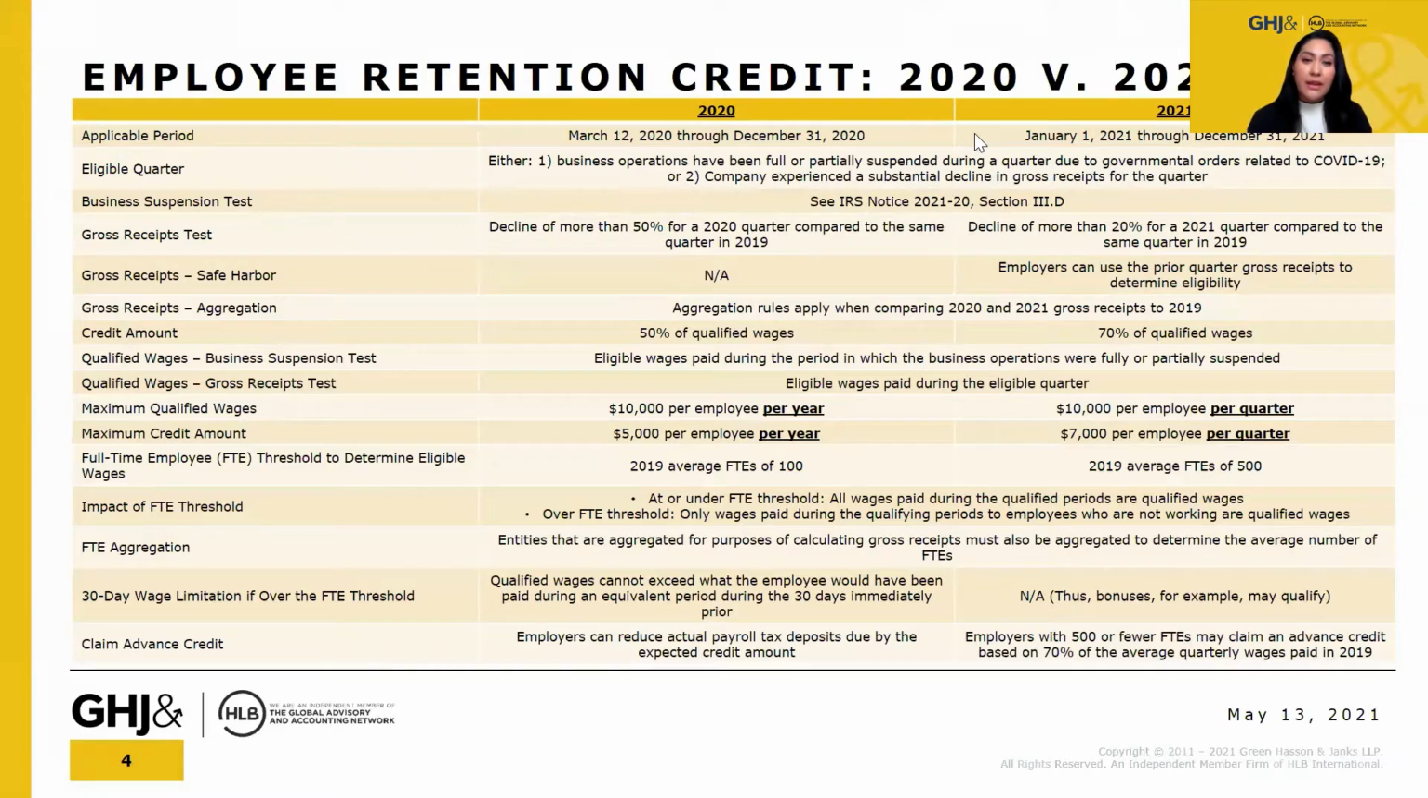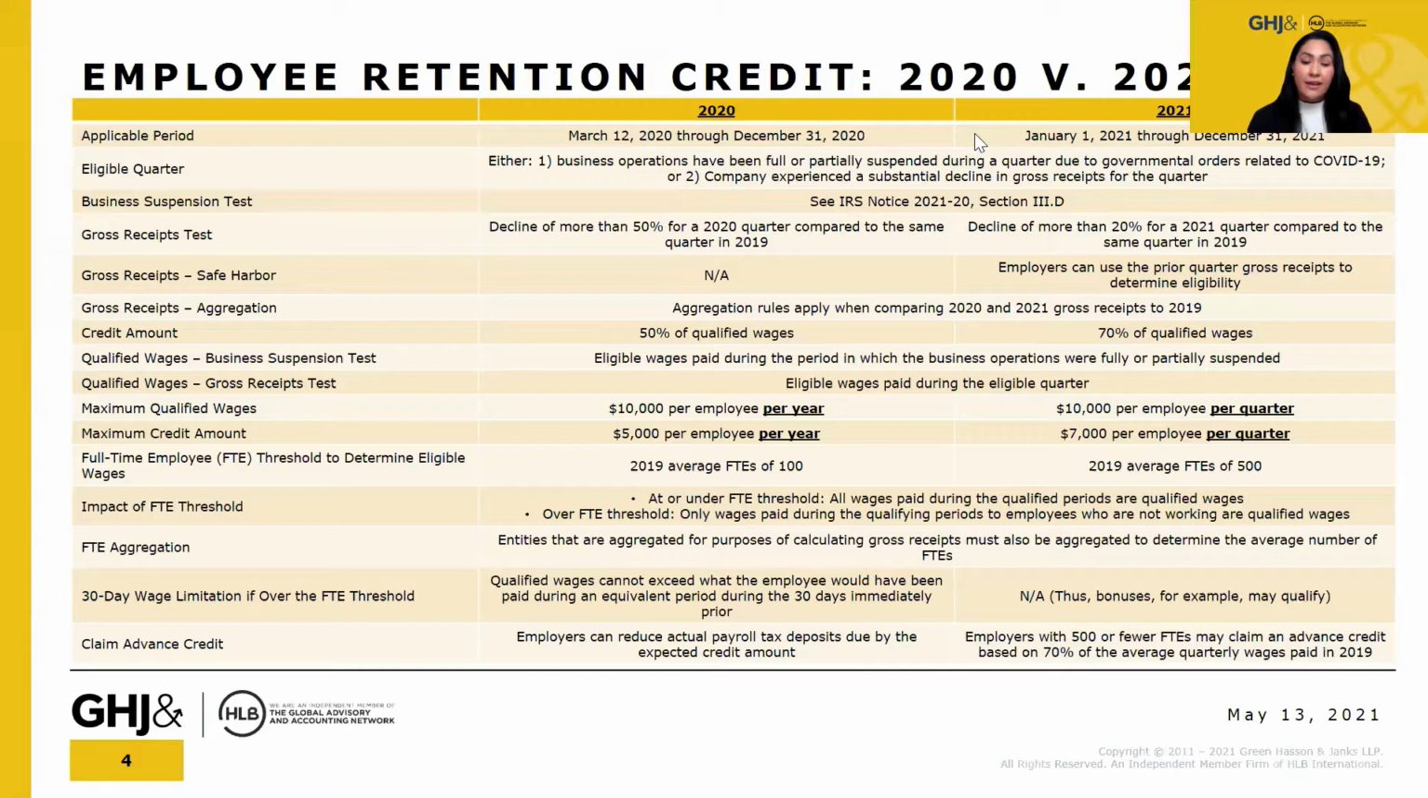So in 2020, there was a 50% gross receipts decline, where in 2021, there only has to be a 20% gross receipts decline when you're comparing quarter to quarter. As well, you would qualify for this credit if there was a mandatory shutdown due to government guidelines. In terms of the qualified wages, again, that also increased. In 2020, only 50% of qualified wages would be accounted for, and in 2021 it actually increased to 70% of qualified wages. So you're able to capture more of those payroll costs within the credit.